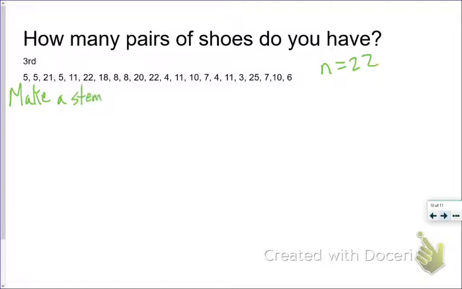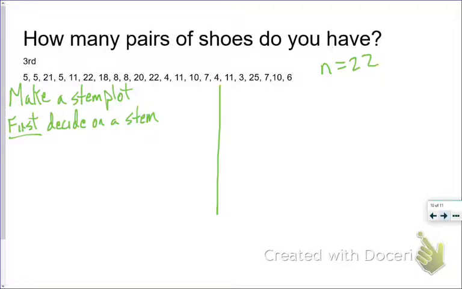We're going to make a stem and leaf plot, or just a stem plot. You can call it both, stem and leaf, stem plot. The big decision you need to make is, what is your stem? I'm talking about place value. What place value are we going to use for stem? Because I'm going to draw a vertical line here, and the left side is going to be my stem, and the right side is going to be my leaf.